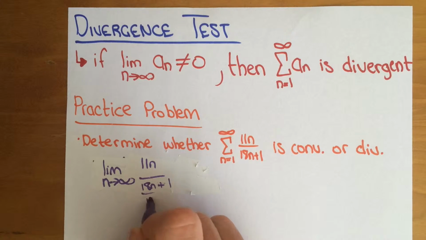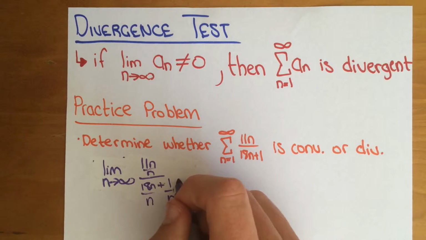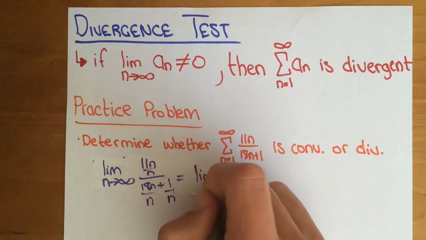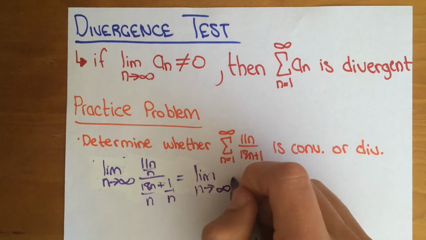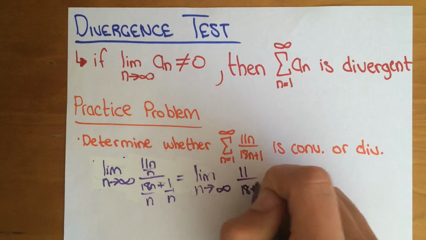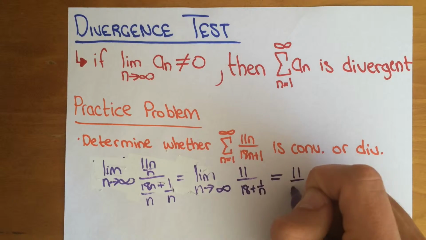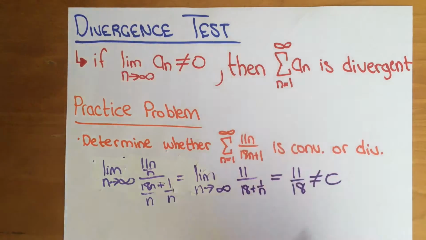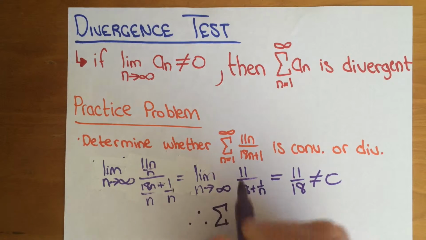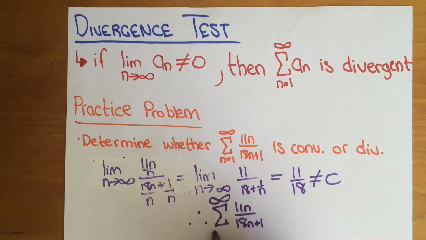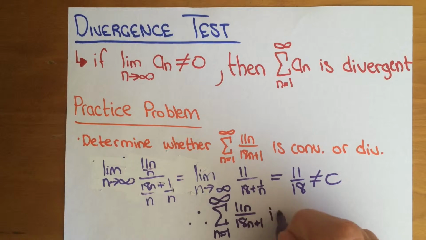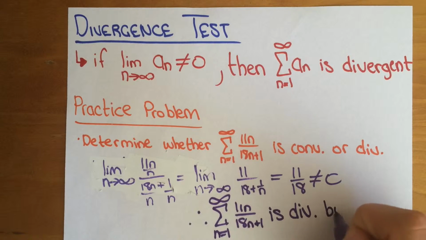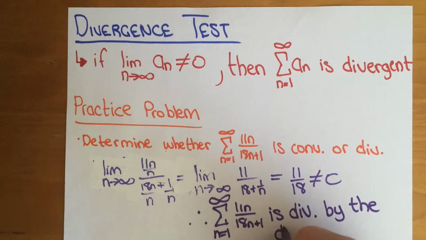And the way you do these problems, just like that, you get the limit as n goes to infinity of 11 over 18 plus 1 over n, which just equals 11 over 18, which is not equal to 0, which means that the series 11n over 18n plus 1 is divergent by the divergence test.